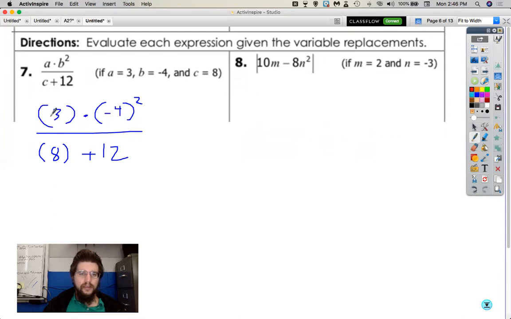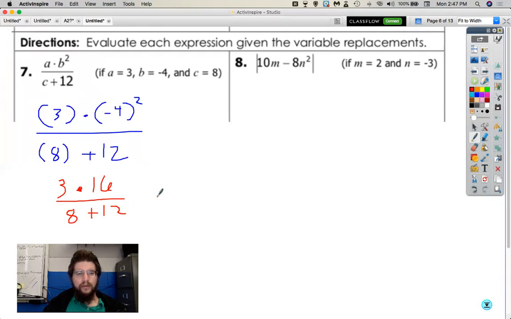So let's look. Nothing grouped, nothing grouped, nothing grouped. Okay, all I have to do is go to the next step. Because remember, these are understood to be grouped. So we need to do the top and the bottom separate. Exponents, I got one of those. So again, I'm just going to drop that unnecessary set of parentheses. 3 times -4 squared is 16. Unnecessary, so I'm going to drop it.